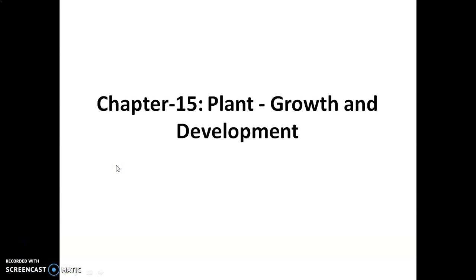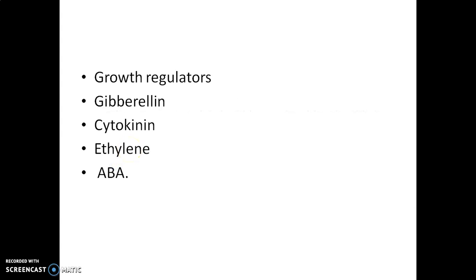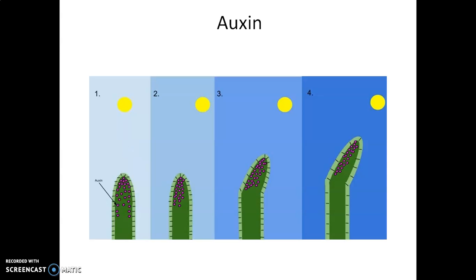Today we are discussing a new lesson, lesson number 15, plant growth and development. Children, according to the revised syllabus, this lesson includes only one topic, that is growth regulators. So there are 5 growth regulators, that means plant hormones. The first one is auxin, then gibberellin, cytokinin, then ethylene and abscisic acid. So from this lesson we have to discuss the structure and functions of these plant hormones only.